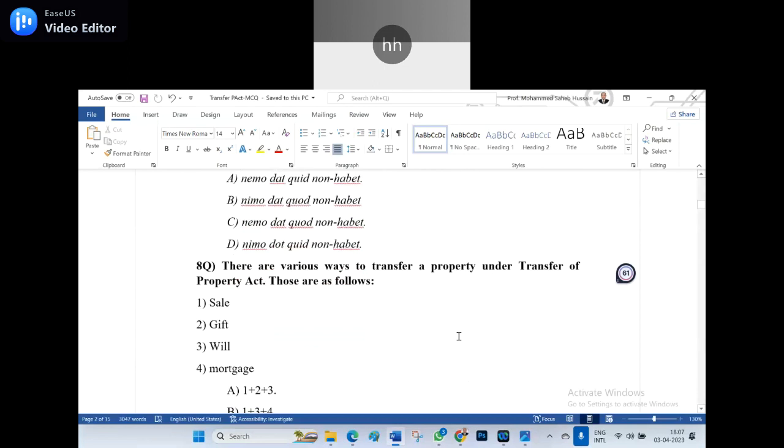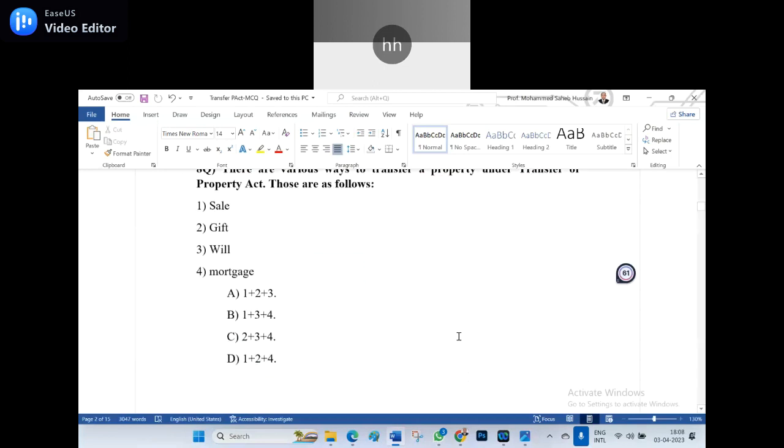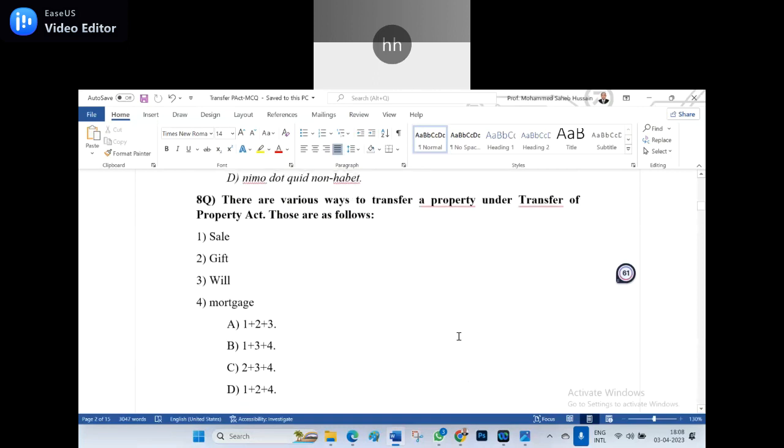Okay, now, eighth question. There are various ways to transfer a property under the Transfer of Property Act. Those are as follows: 1. Sale. 2. Gift. 3. Will. 4. Mortgage. A. 1 plus 2 plus 3. B. 1 plus 3 plus 4. C. 2 plus 3 plus 4. D. 1 plus 2 plus 4. Repeat. D, 1 plus 2 plus 4, wrong.